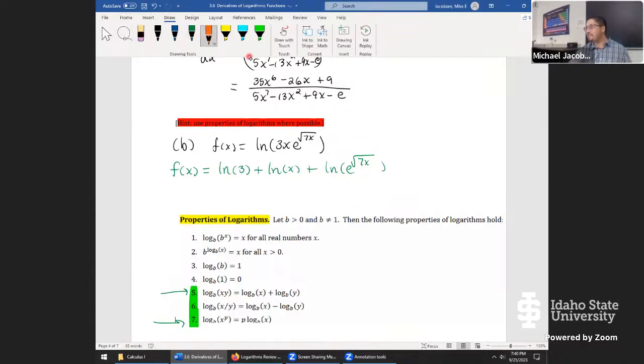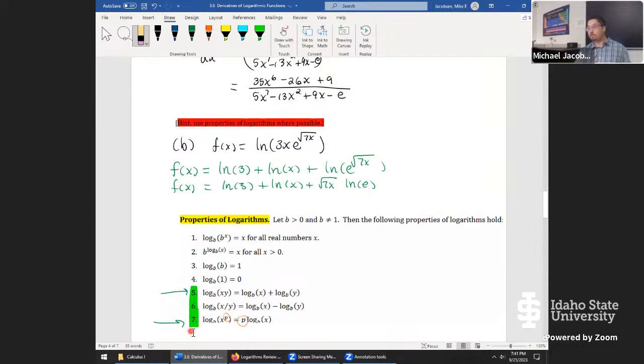The reason we want property 7 is that's an exponent. It doesn't have to be an exponent like 5. It could be an entire function like cosine x, for example, or tangent x, or just root 7x. But whatever is there, it becomes a coefficient by property 7. So that's huge for us. That means if we drop that down, we can say f of x is natural log 3 plus natural log x plus the root of 7x times the natural logarithm of e. So that's our big step right here on property number 7.